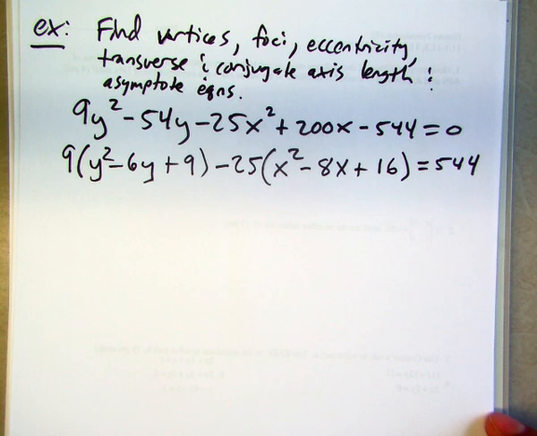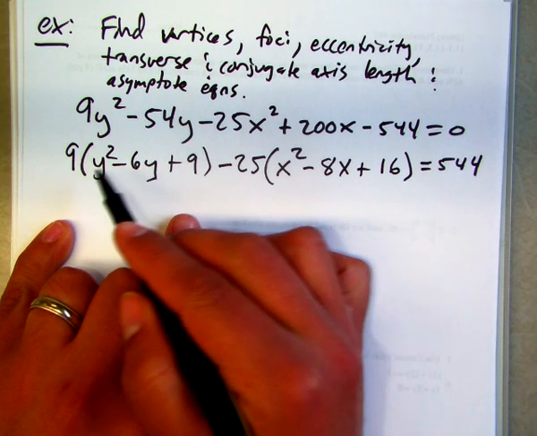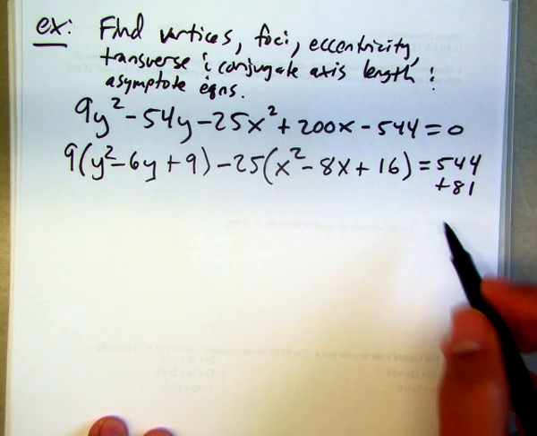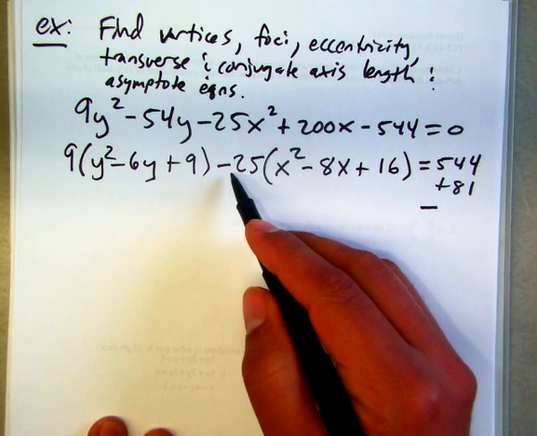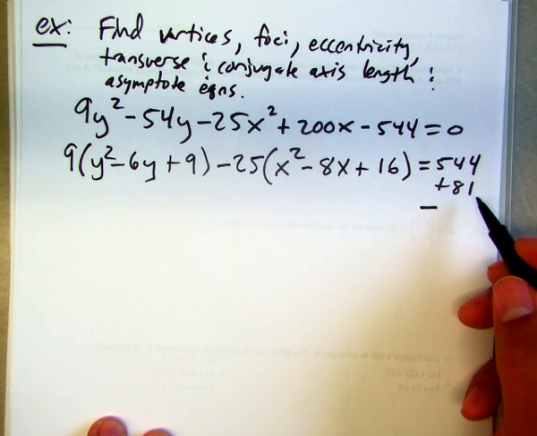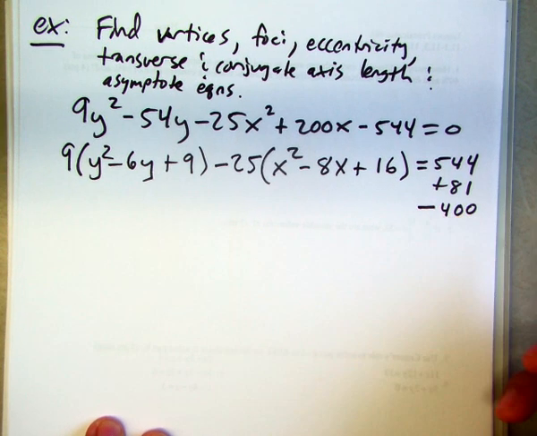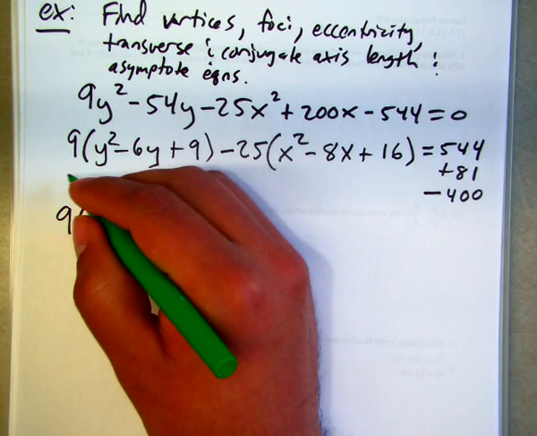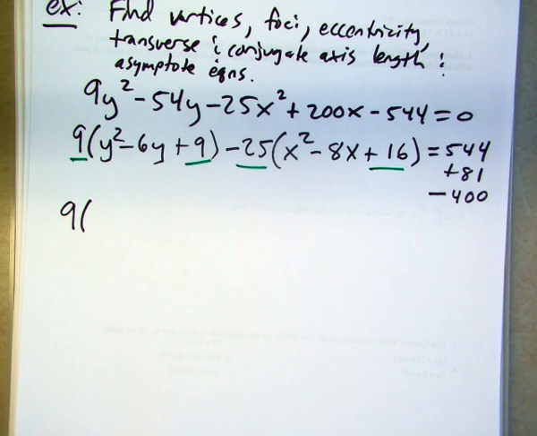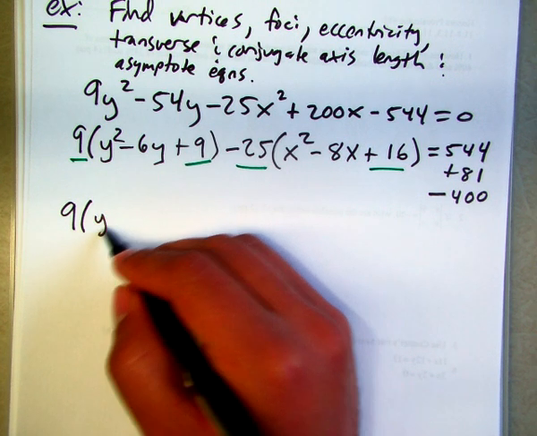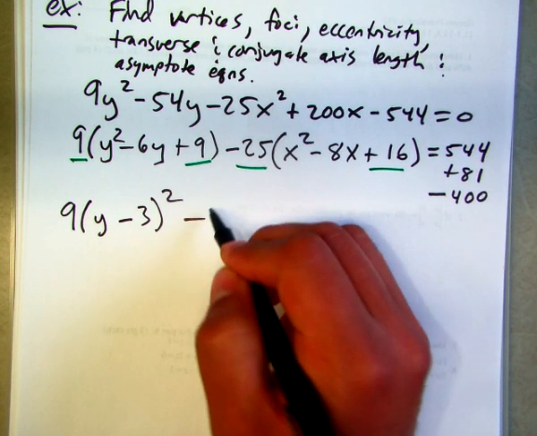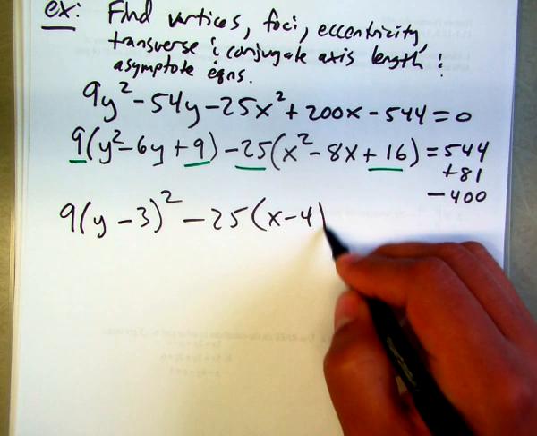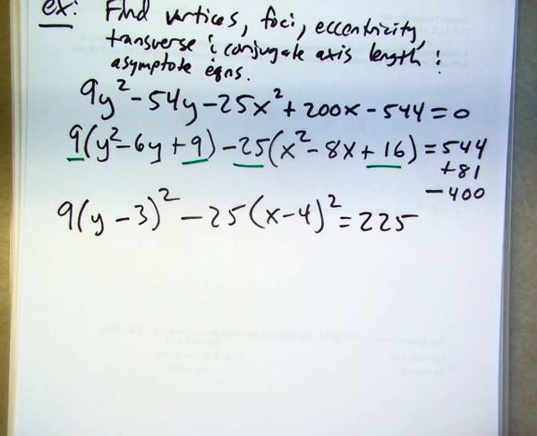So we add 544. What do I add from this term? 81. Yeah. And now from here we subtract because we have a negative times a positive. And what is that? 400. Yeah. Why did you underline? Just in case people were wondering where we got 81 and negative 400 from. What's that? 225. Is that what you get? Yeah. So 9 times (y minus 3) squared minus 25 times (x minus 4) squared equals 225, and that's what I got.